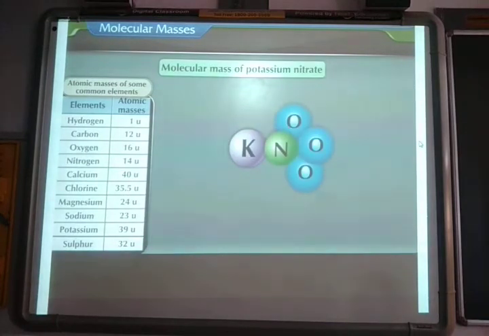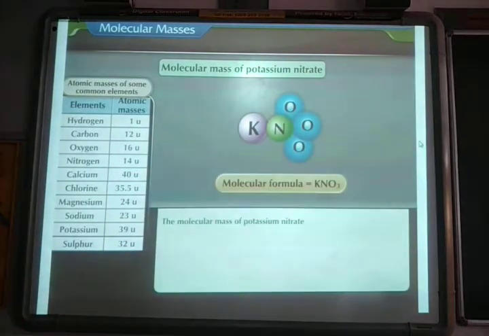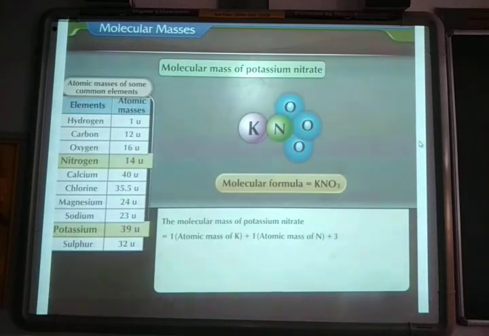Molecular mass of potassium nitrate. The molecular formula of potassium nitrate is KNO3. The molecular mass of potassium nitrate is equal to the atomic mass of potassium plus the atomic mass of nitrogen plus 3 multiplied by the atomic mass of oxygen. This is equal to 39 plus 14 plus 3 multiplied by 16, which is equal to 39 plus 14 plus 48. Therefore, the molecular mass of potassium nitrate is 101 units.